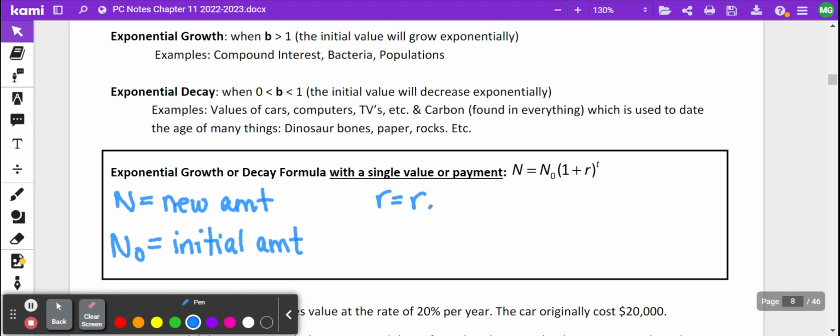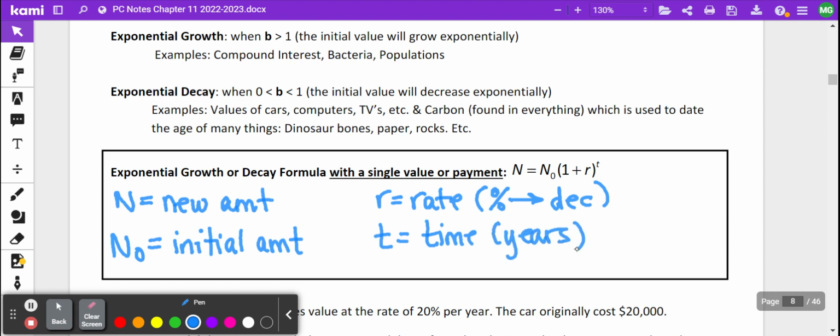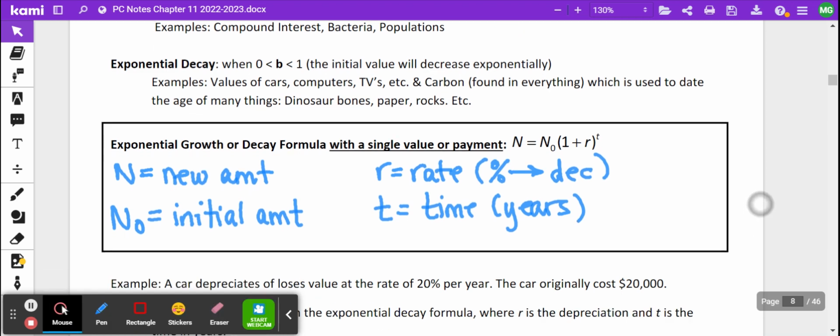R will be the rate. What we have to remember is that in order to use the equation, we have to convert the rate from a percent to a decimal by moving that decimal point over 2 places to the left. T for this equation will be time in years. It's important that we know that it's going to be in years.